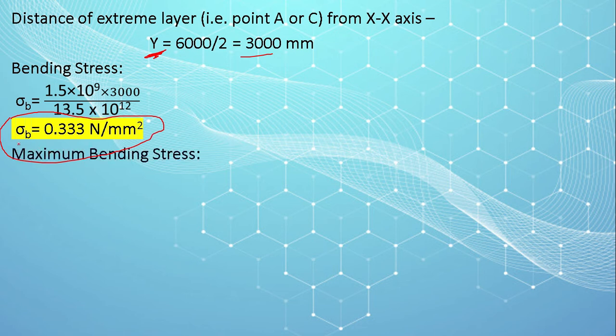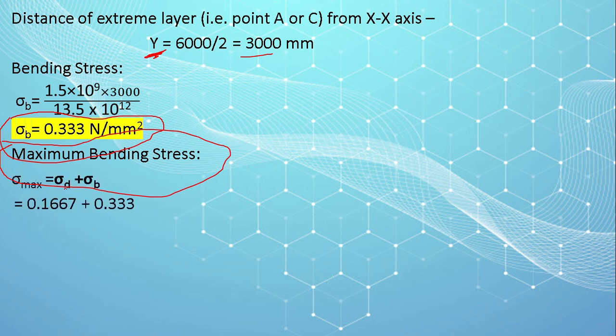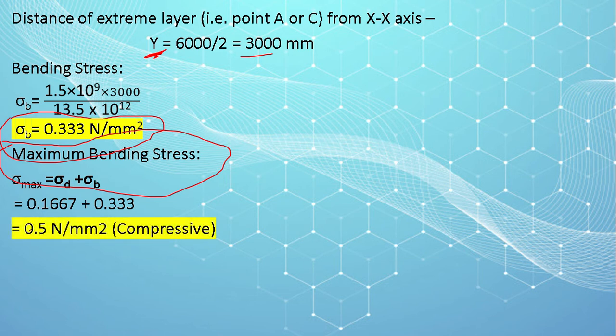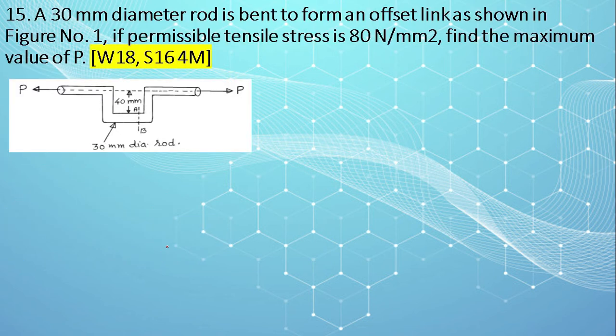Now we know the formula for maximum stress, sigma max is equal to direct stress plus bending stress. Put the values of direct stress and bending stress. Therefore sigma max is equal to 0.5 Newton per mm square. This is compressive in nature. This is the maximum stress in the diamond pier.